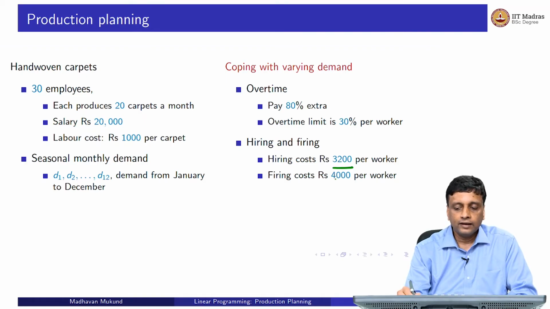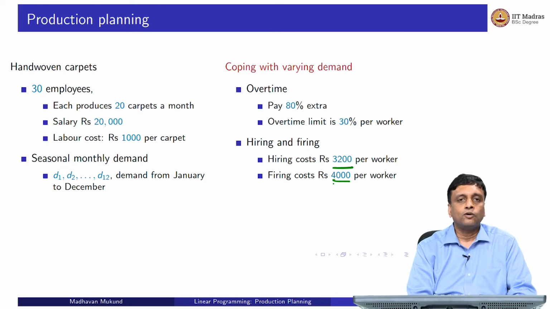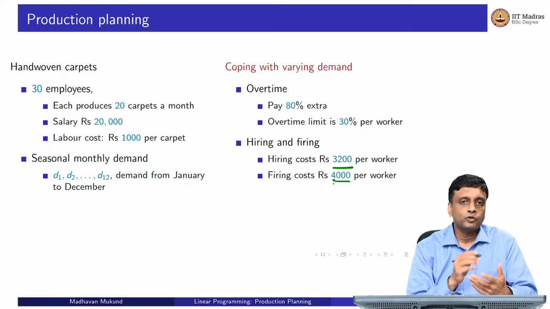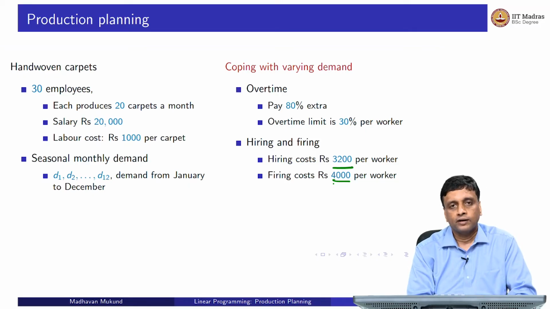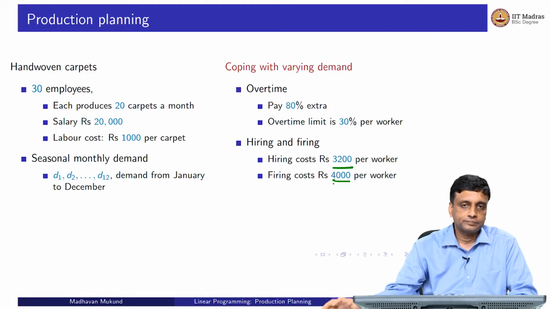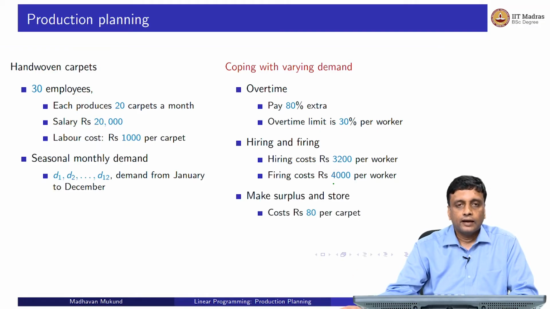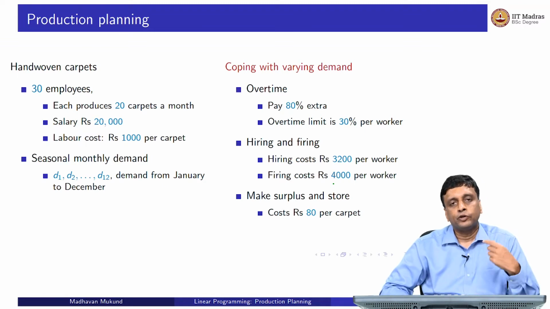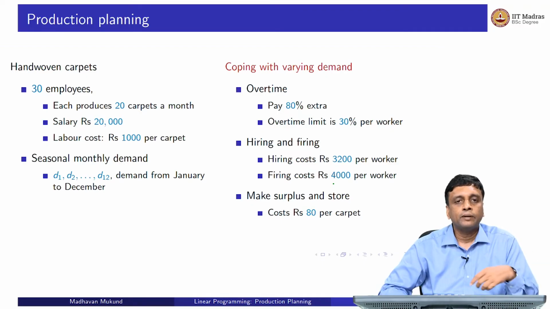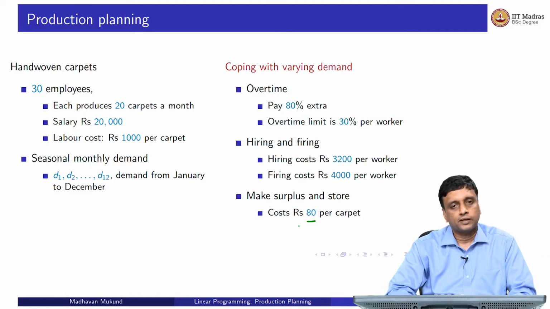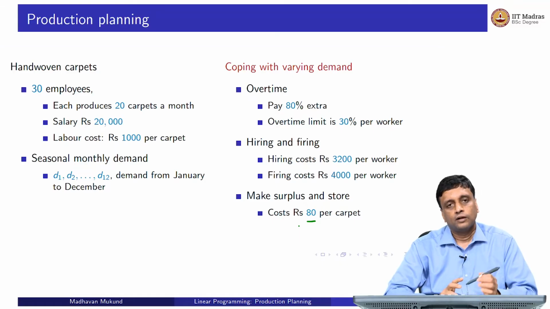And then getting somebody to leave your company also requires some cost. So perhaps you have to give them a kind of a bonus for hardship and so on. So it costs 4,000 to fire a person. And the third option that we said, when you foresee a demand next month which you don't have the capacity to meet, but this month you have excess capacity, is that you can make extra and keep it. But if you keep it, then you have to store it. So there is a storage cost which is 80 rupees per carpet. Right? So these are all the costs involved.